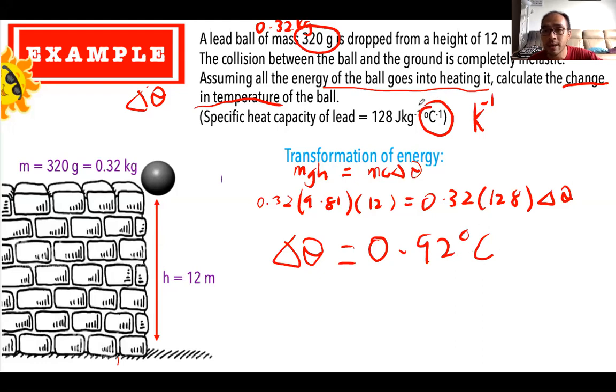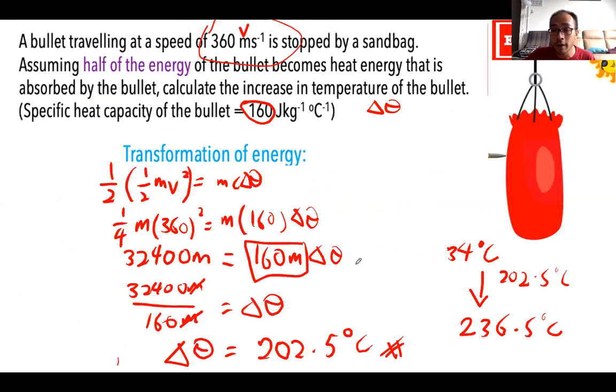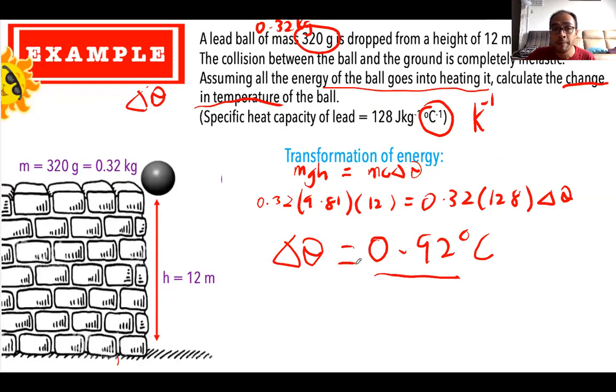Just an observation on that. Notice that the increase in temperature is very small, which is logical. If you drop a ball, there's going to be a slight increase in temperature, but it is so tiny that we don't really feel it. If the increase in temperature was like the bullet earlier, 202 degrees Celsius, then we have a big problem. We cannot play basketball, because every time you bounce the ball, the temperature will increase, which I don't want.